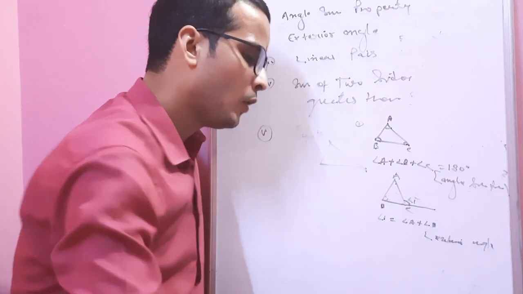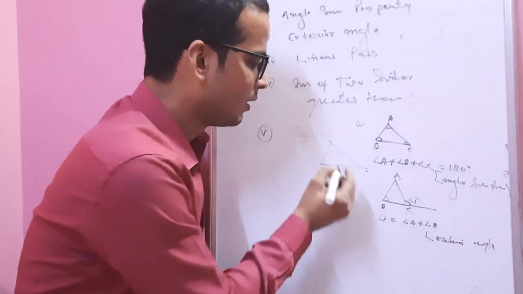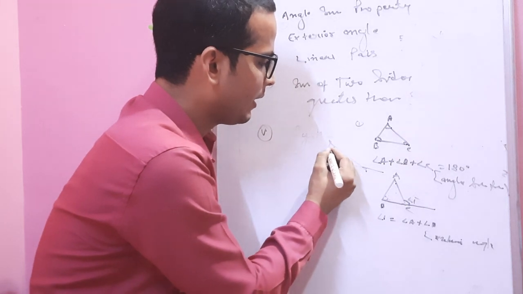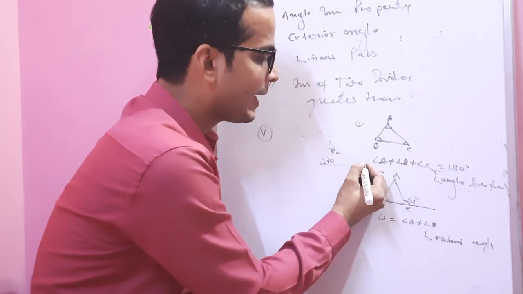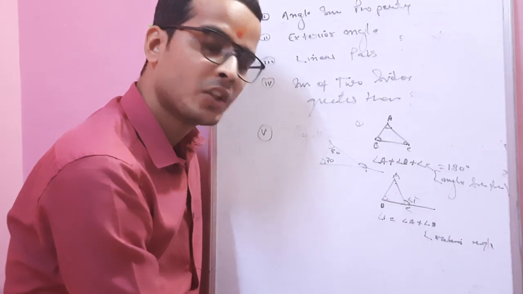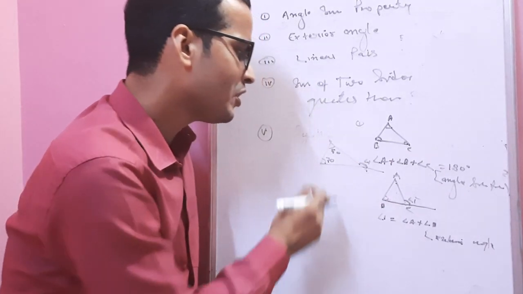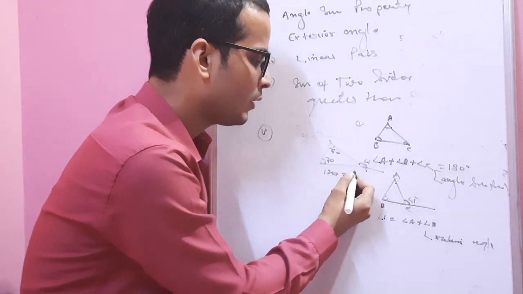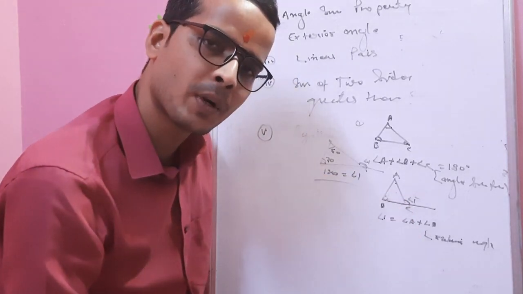Now let us understand this topic. Suppose this is given 70 degrees, this is given 50 degrees. You have to get this angle which is exterior. So how can you get this angle? You can just add these opposite angles, like 50 plus 70 is 120 degrees, equals angle 1. So this is called exterior angle property.